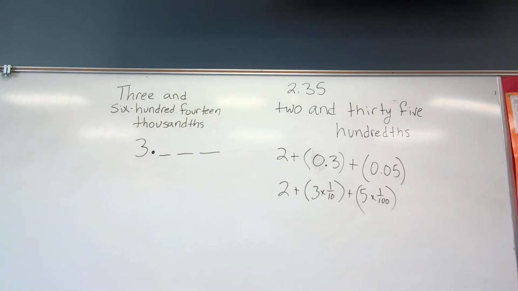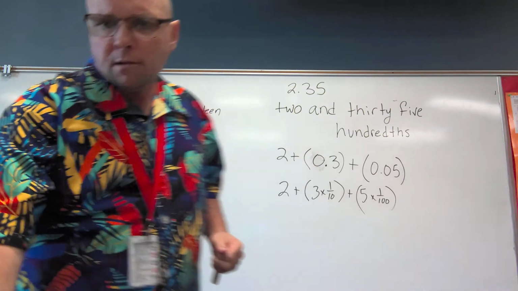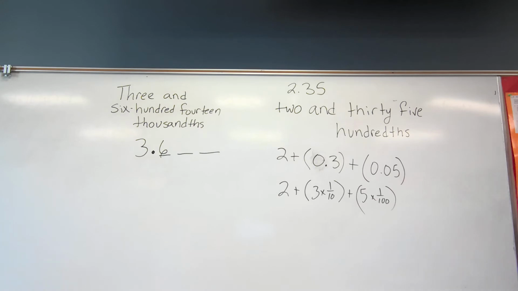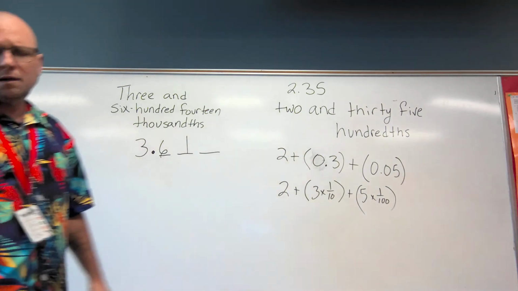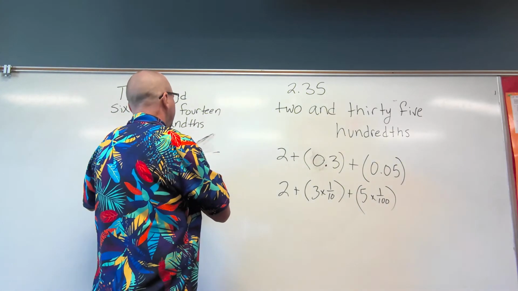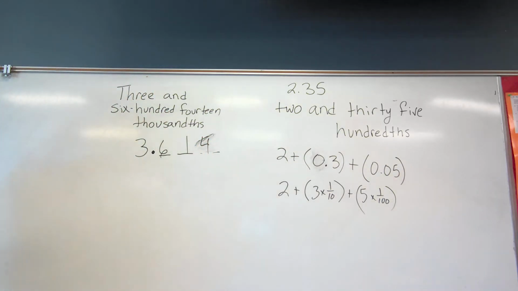Jason, what goes in our tenths place? 6. Michael K, what goes in our hundredths place? Hundredths. How many hundredths? Good, 1. Good, 100th. And Allie, what goes in my thousandths place? 4. Now if I break this number apart, 6. Oh, that's how I write when I'm not paying attention.